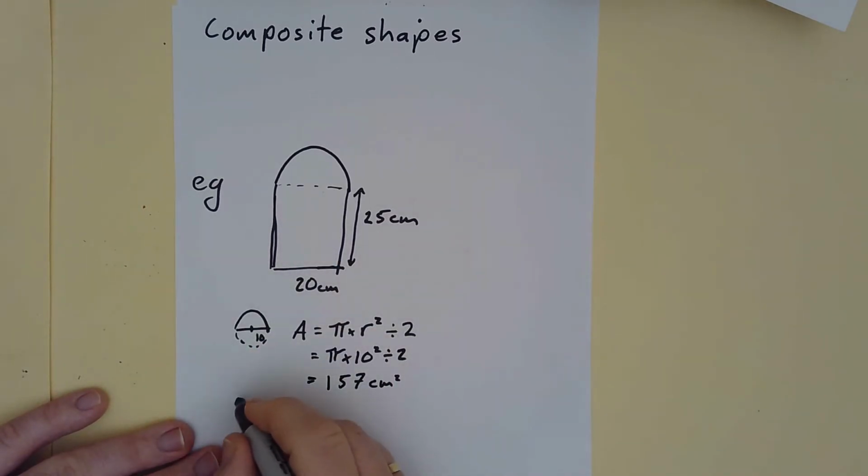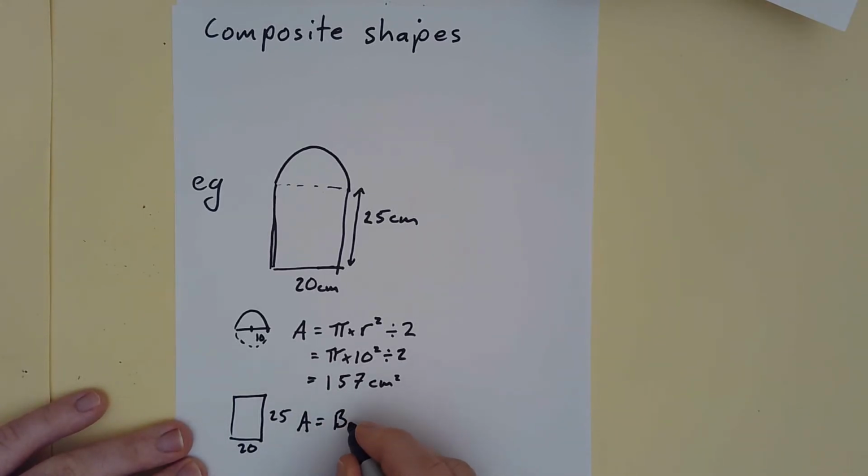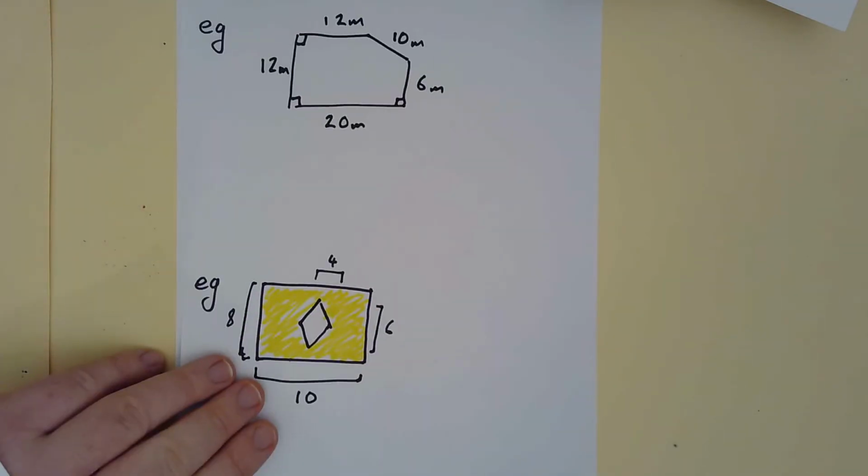And then I've got the bottom part, which is my rectangle, and that's 25 by 20. And looking back up on my formulas, I know that that's going to be breadth times height. So 20 times 25, put that into my calculator, and I get 500 centimeters squared. So my total area is just going to be these two added together, 157 plus 500, and I get 657 centimeters squared. So I'll look at another example.